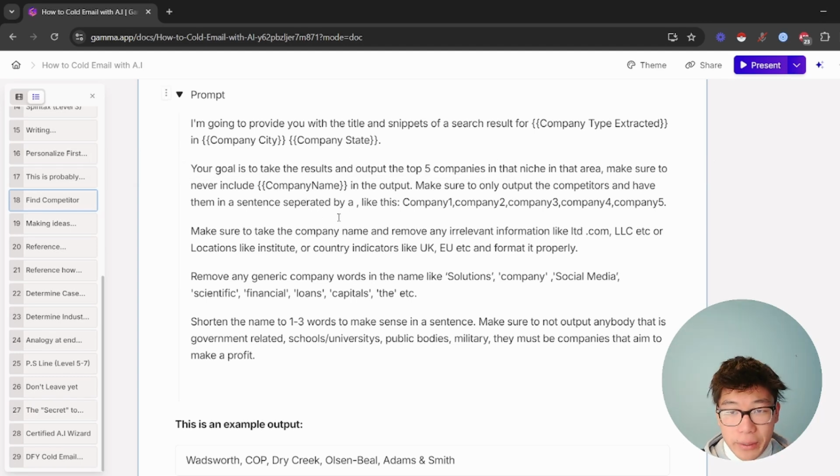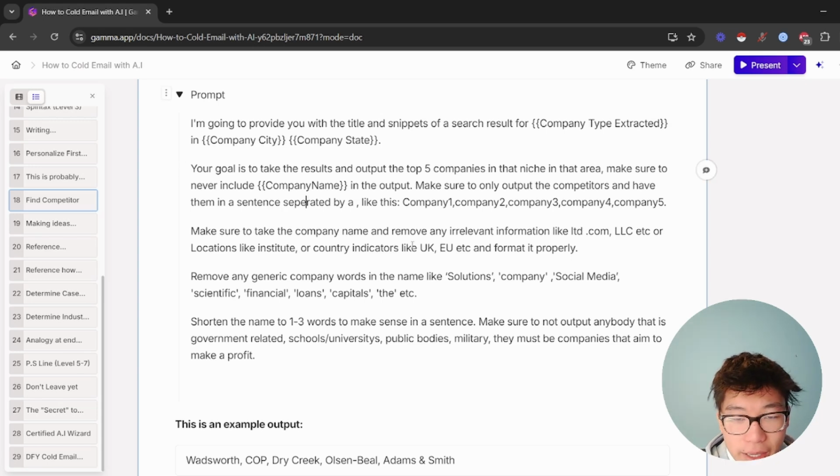Make sure to only output the competitor and have them in a sentence separated by a comma, like this: company one, company two, company three. The reason I do this is because I'll then be able to take this and separate it out via comma. Make sure to take the company name and remove any irrelevant information like Ltd, .com, LLC, etc., or locations like institute, country indicators like UK, EU, etc., and format it properly.